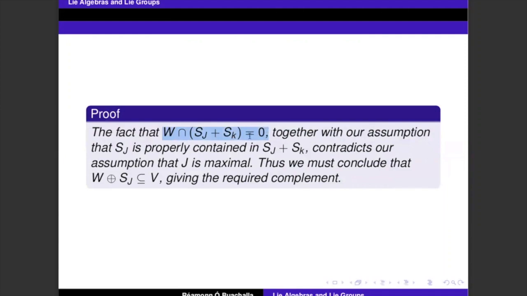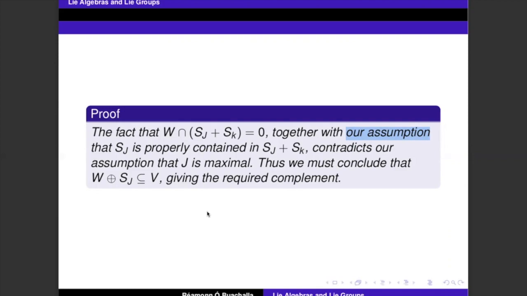So now taking this new trivial intersection, we go on to the next page. This trivial intersection, the one we just proved, together with the obvious fact that S sub j is properly contained inside the span, contradicts our assumption that S sub j is maximum. So this should just say: together with the fact that S sub j is properly contained in S sub j plus S sub k, this contradicts our assumption that j is maximum.